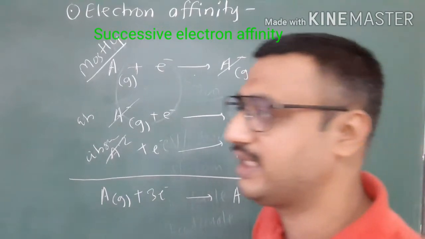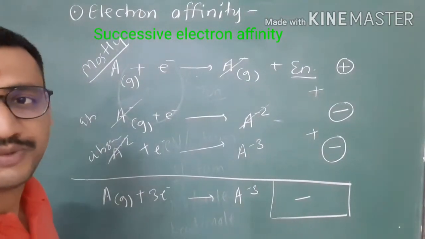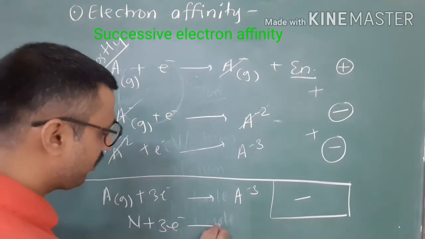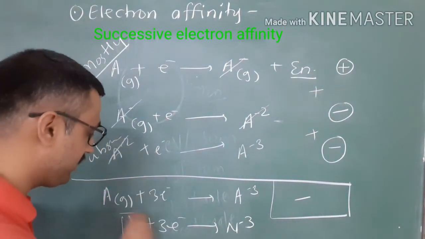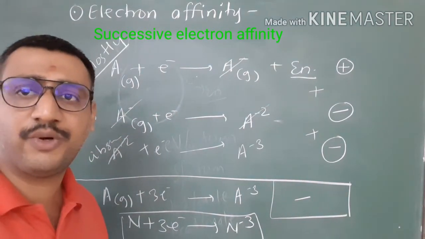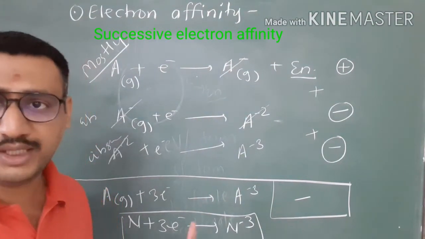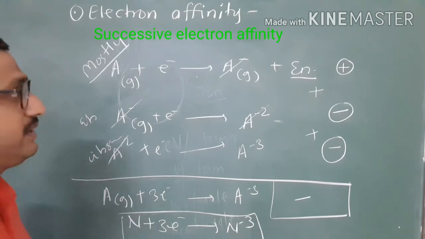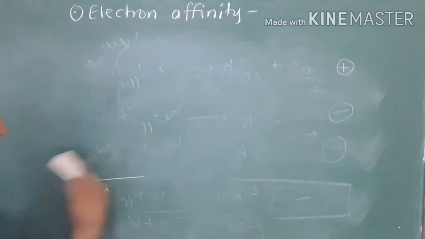If there is a question, which of the following is the value of the sum of electron affinities when N plus 3 electrons form N minus 3? For this process, when 3 electrons are added to a nitrogen atom, N minus 3 will be formed, and in this case the electron affinity values are negative. Okay, now there is no objection. Good.